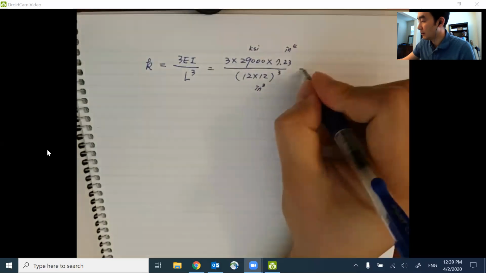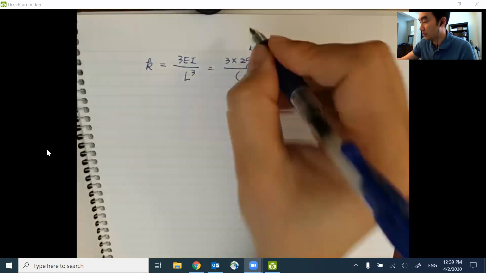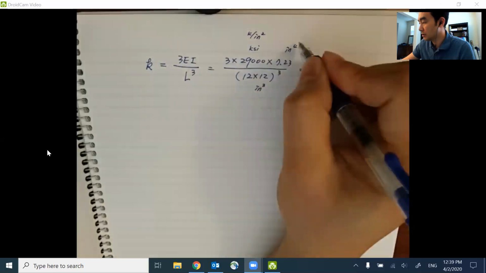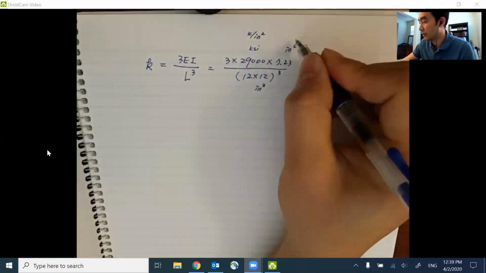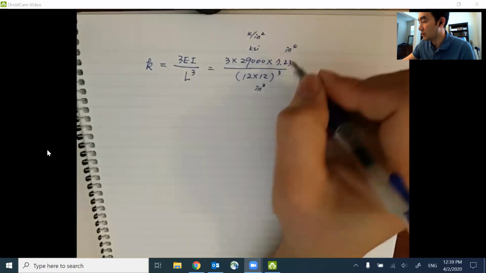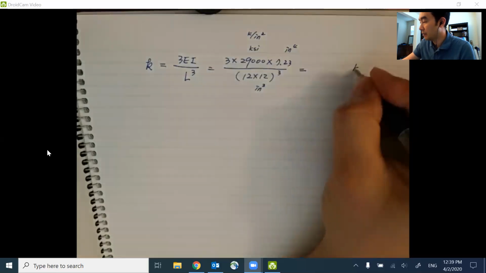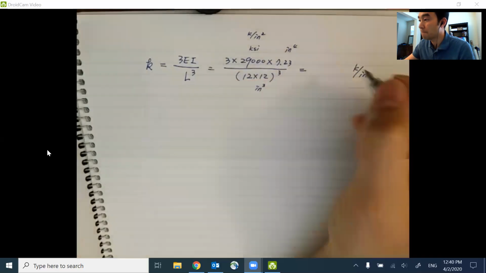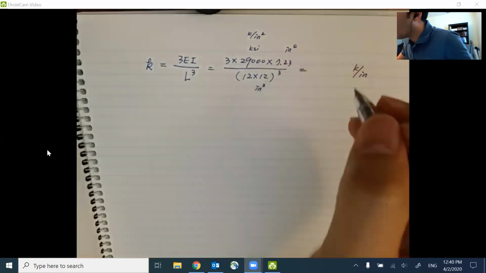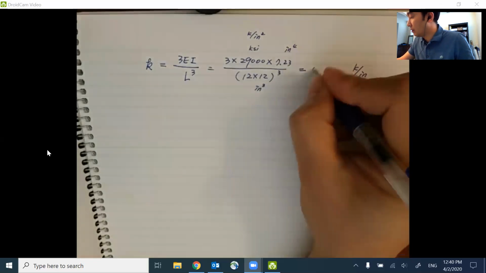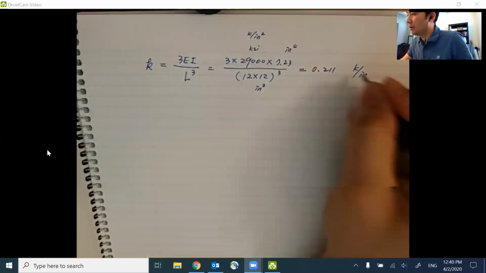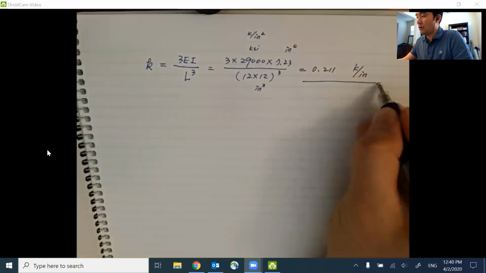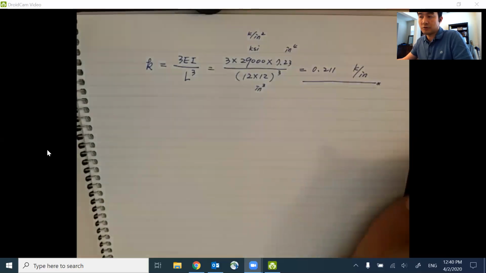Okay. Then ksi is kips per inch squared. Inch squared cancels with this inch to the fourth, so we have inch squared here. So we'll have the kip per inch unit for our stiffness, which makes sense, right? And when you calculate this number, I got 0.211 kips per inch. So this is going to be our stiffness for the structural system.